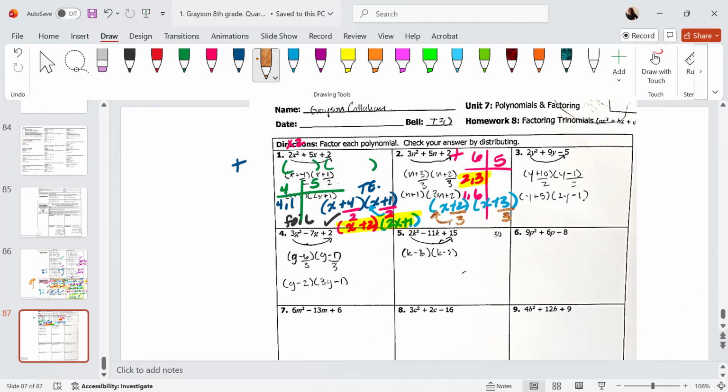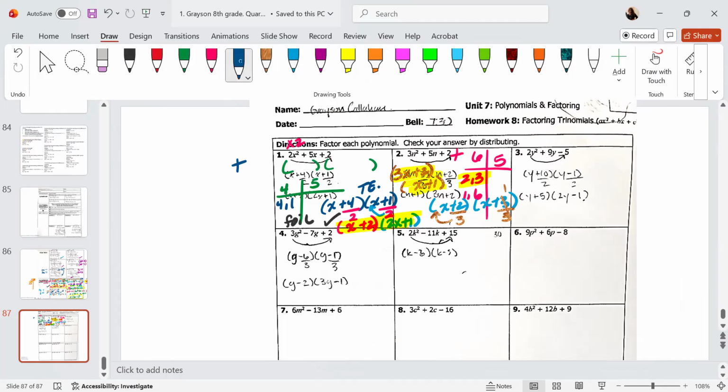Okay, that goes in the front. So your first answer is just going to be a 3x plus 2, correct? Second answer is x plus 1 because you divide it and it gives you 1. This is your answer right there. And then, of course, you want to FOIL it to make sure that's correct.